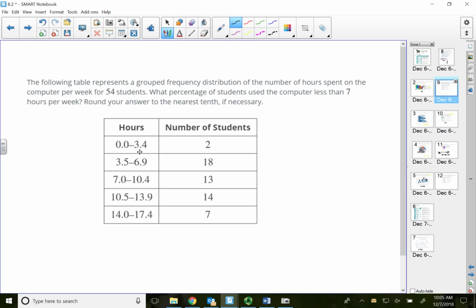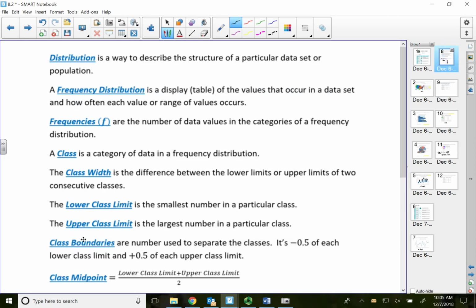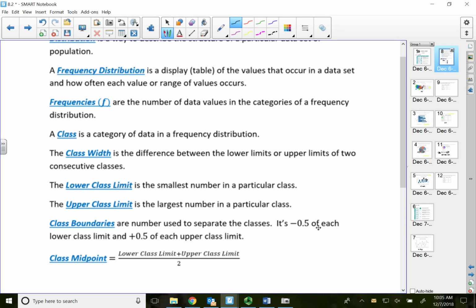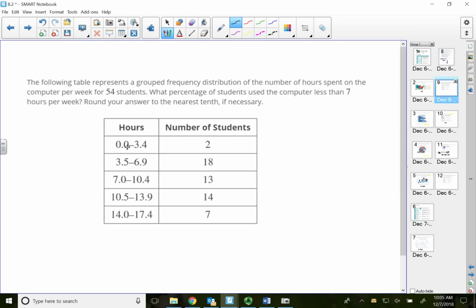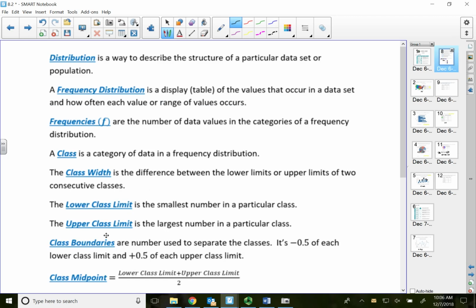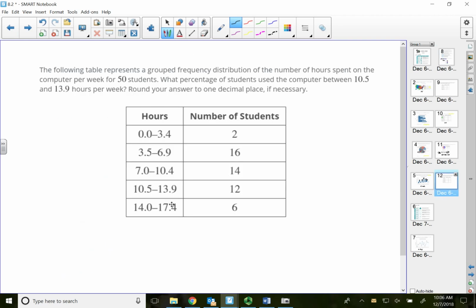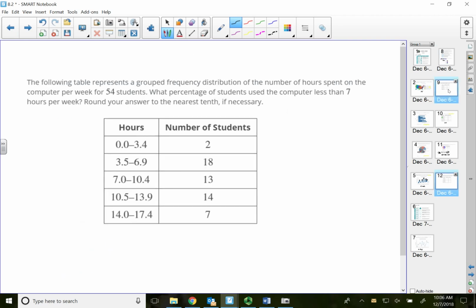I'm using a tenth. So for a tenth, your class boundary is minus 0.05 for all the lower class limits, and plus 0.05 for each upper class limit. That's when I'm using 1 decimal place. Using whole numbers, that would be just plus 0.5 or minus 0.5. I don't think any of my examples here use whole numbers for class, but just in case you ever run into that problem. So that's a class boundary.